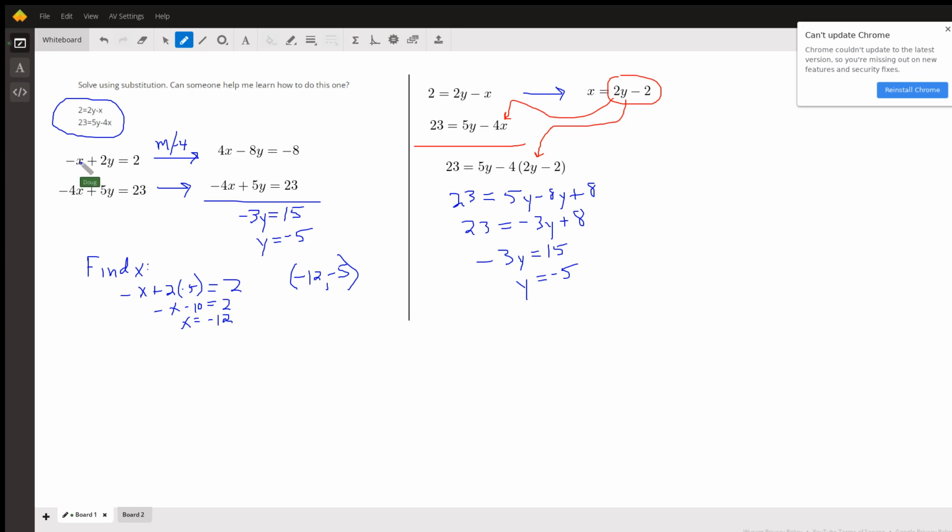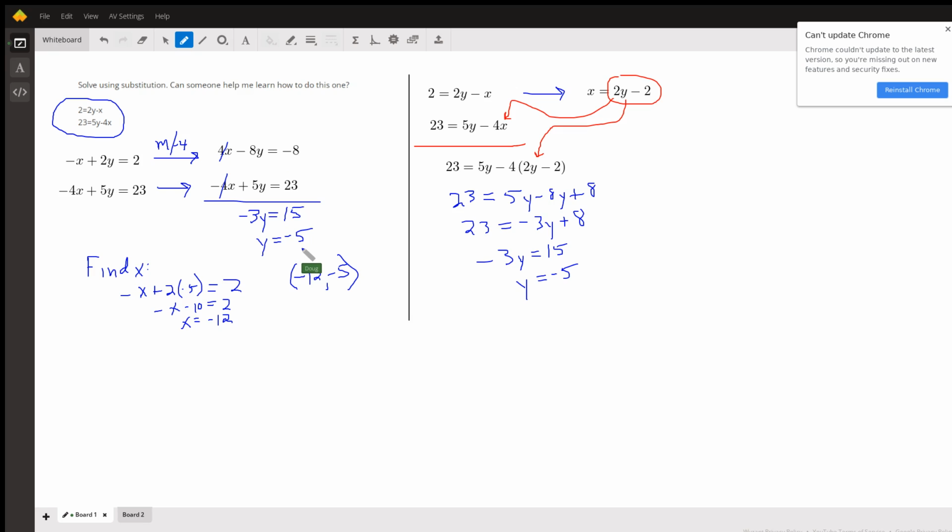When I add them together, equals added to equals are equal. That's why I can add these two equations together and still get a true statement. Here's the result of multiplying the first equation by -4. Add these two equations together, those two terms combine to 0. I get -3y = 15, so y = -5.